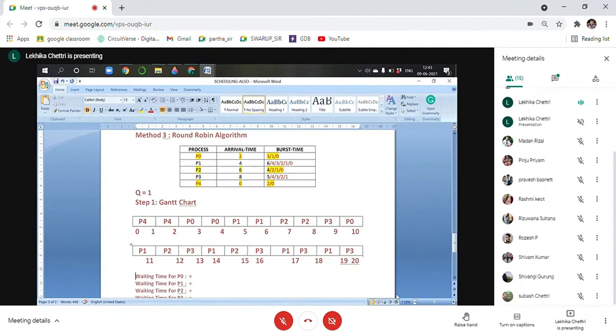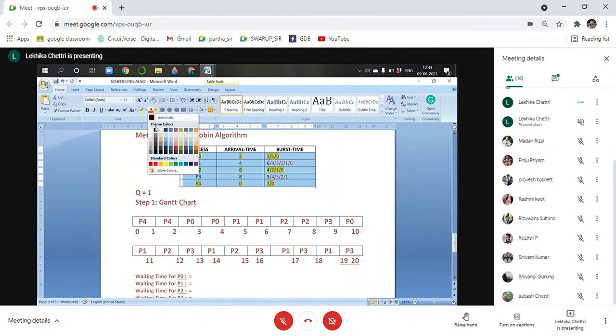Any doubt from the Gantt chart class? Can I move to the calculation of waiting time? Anyone who has doubt with finding the Gantt chart? Anyone? Any doubts?